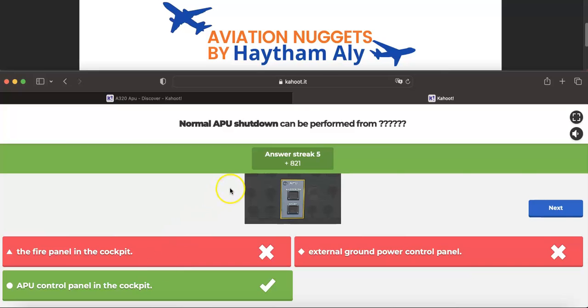Here is a figure of the APU control panel having two switches, the master switch and the start push button switch. When the APU is running and you push the APU master switch, it will initiate normal APU shutdown. The APU will shut down immediately if it is only supplying electrical power. But if the APU is supplying electrical power and pneumatic bleed air, the normal APU shutdown will shut down the APU after finishing the 2 minutes of cool down cycle.